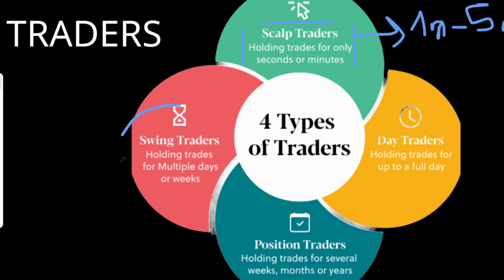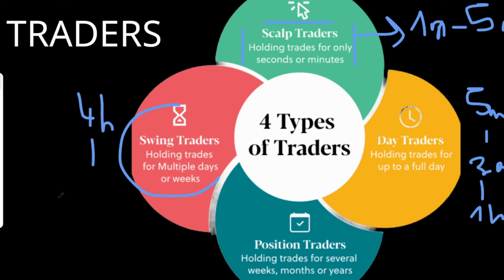Let's go to day traders first. Day traders hold trades for up to a full day. Normally they use a 5 minutes to 30 minutes, even sometimes 1 hour time frame. Swing traders are holding trades for multiple days or weeks. So normally they choose a time frame of 4 hours to a day.